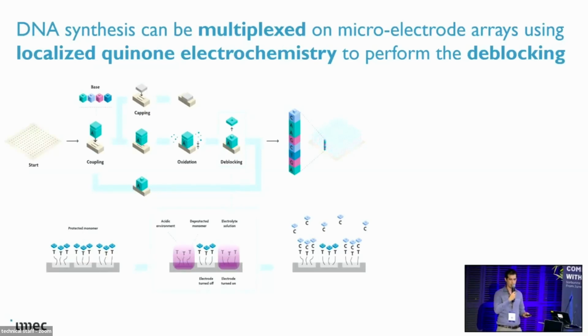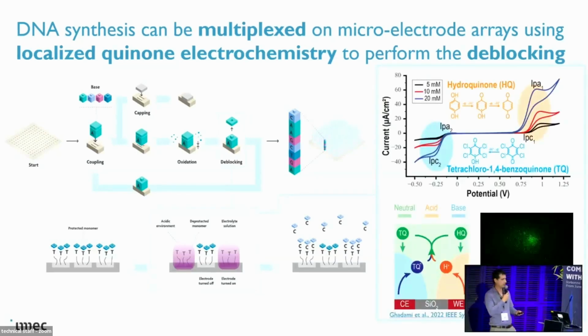There are many ways that you can achieve this, like in the previous presentation by Hamid. With light, you can also do this with electrochemically generated acid using microelectrodes, which is what we want to focus on. How is this done in practice?